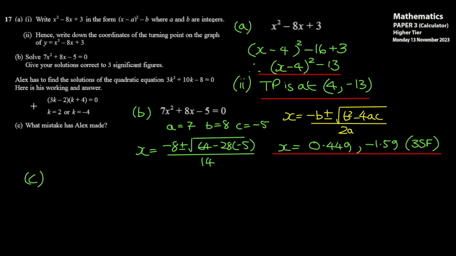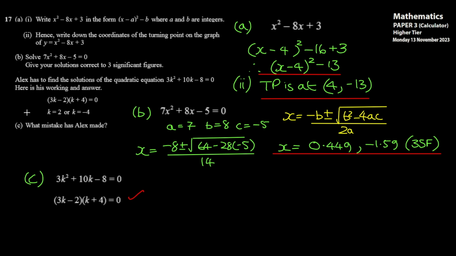On part C, we're still on quadratics, and we've got yet another quadratic, this time in k, and we've got Alex trying to make a solution. And we're supposed to work out the mistake that Alex has made. So let's check his answer here. The first multiplication, 3k squared, that's correct. And the second multiplication here, negative 2 times positive 4, yes, that's correct. Now the underneaths. This gives us 12k, and this gives us negative 2k, so this is correct. I can find nothing wrong with that.